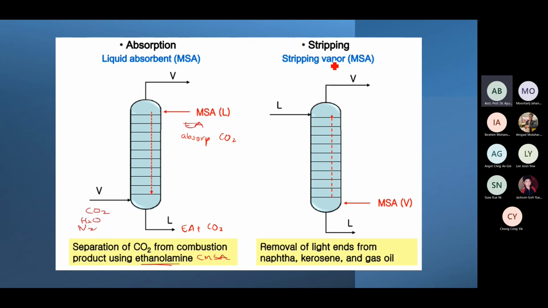Same goes for stripping, where the feed is in liquid form. This one is removal of light ends from naphtha, kerosene, and gas oil. Feed is in liquid, so MSA input is in vapor phase. So it will extract out the light ends. Then it will be in vapor phase. Your final product will be in the vapor phase.